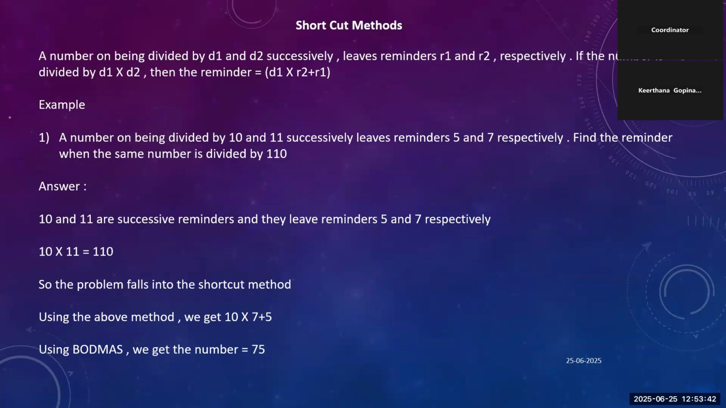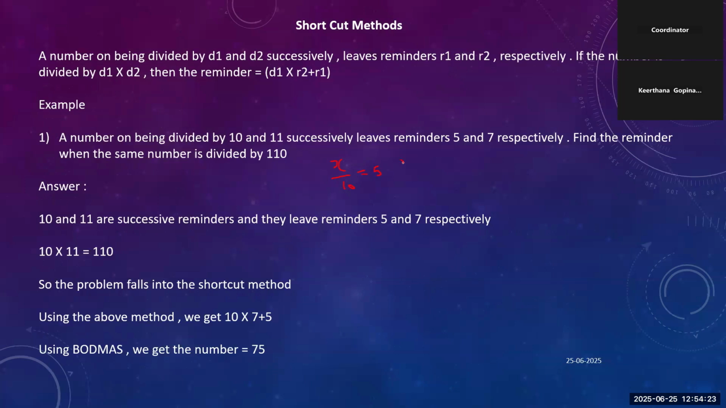Now, let's move on to another one. The problem here is a number being divided by 10 and 11 successively. So here the number is the same. Let's assume the number is x. X is divided by 10. What is the remainder? 5. Yes, sir.